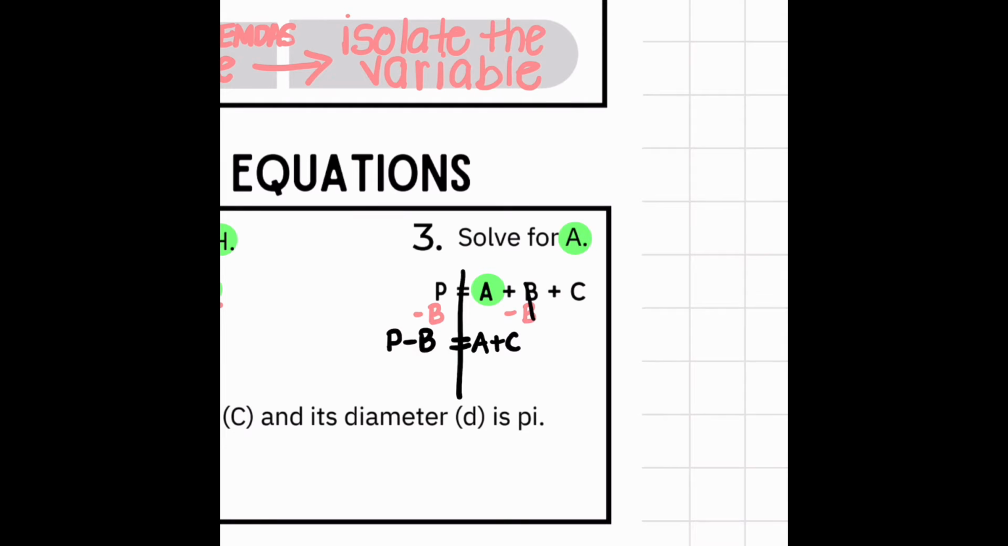Now, my A value is still not by itself. I still have that plus C there. So I'm going to subtract the C over as well. Now, remember, these are not like terms, so we're not going to be able to combine those because we're just talking about variables here. So A equals P minus B minus C.